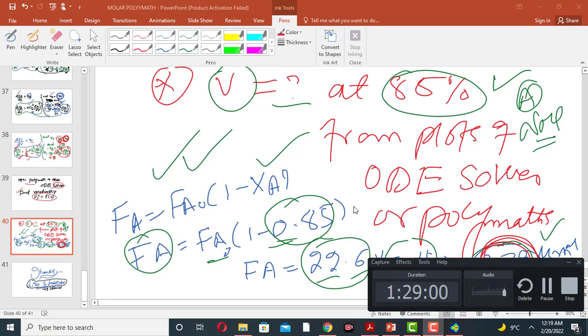In the coming lecture we will use Polymath to find the volume of the reactor and plot graphs of flow rate versus volume of the reactor. Thank you very much for your attention.